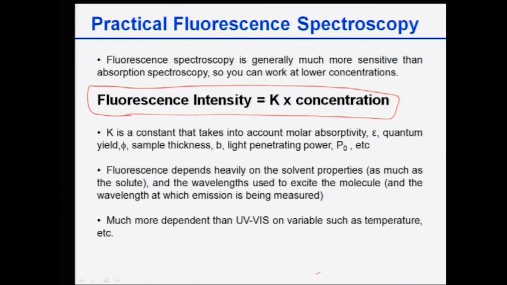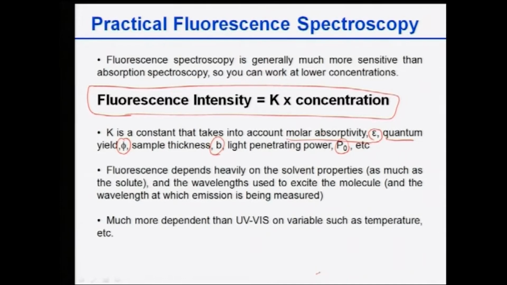So, that means intensity gives us a way to measure the concentration, provided we know the constant K. K is a constant that takes into account molar absorbivity, that is epsilon, which we discussed for Beer-Lambert's law, quantum yield, which I have just told you, sample thickness, and the light penetrating power. I have already discussed quantum yield, and we have discussed molar absorbivity in UV-visible spectroscopy. Sample thickness can be measured anyway. What light penetrating power is, we will discuss after some time.